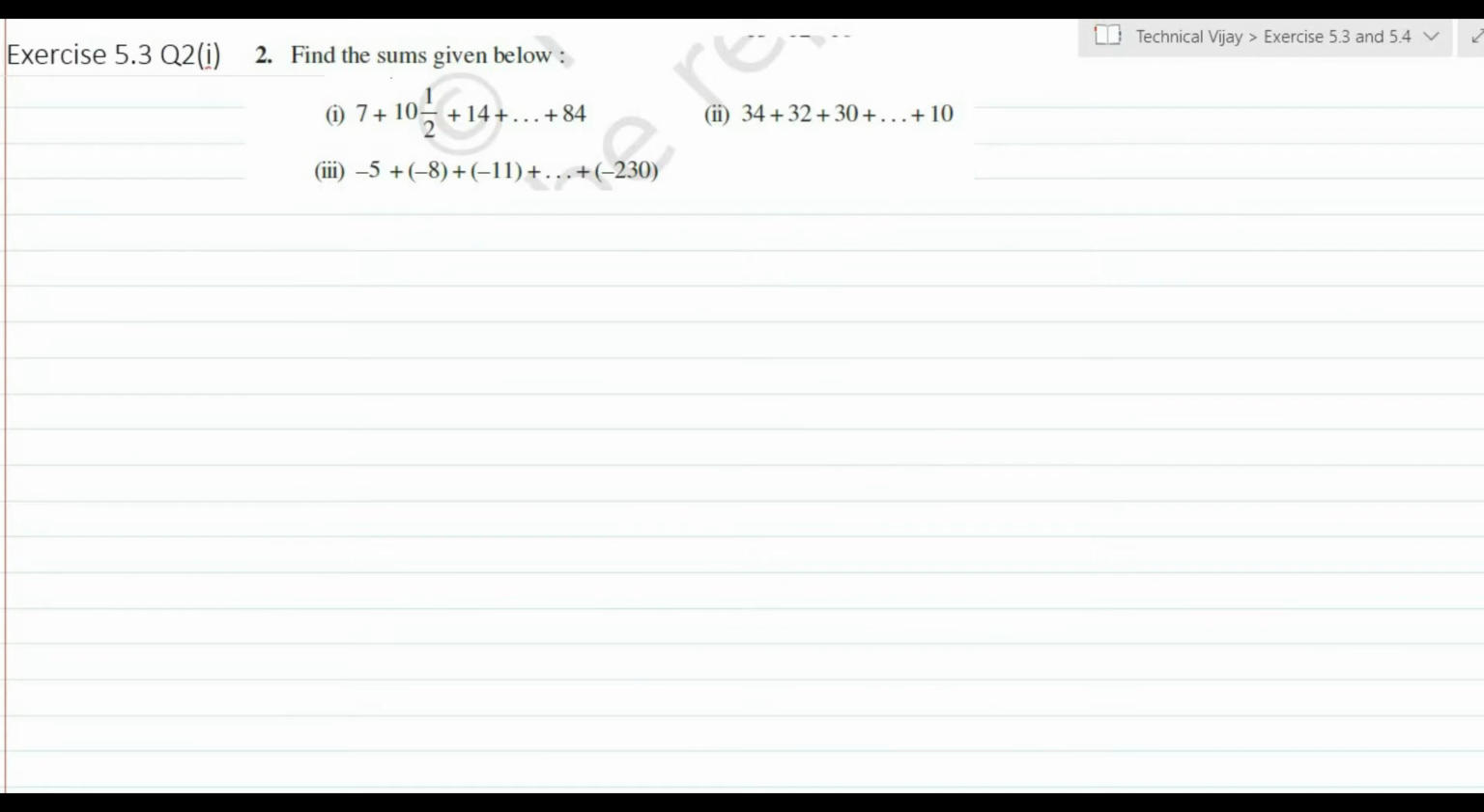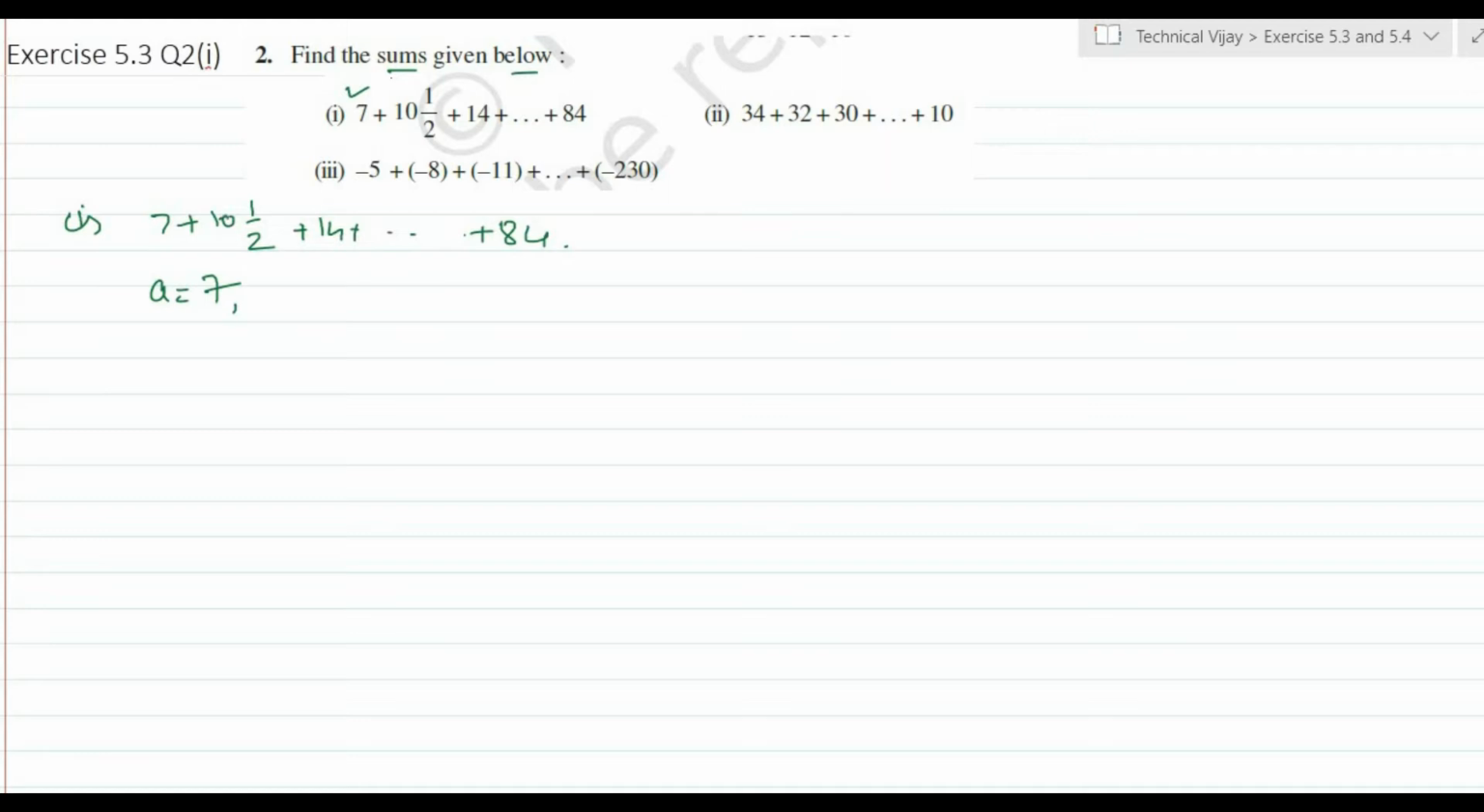So here, find the sums given below. Here the first question we will take. 7 plus 10 1 by 2, plus 14, plus up to plus 84. Here, the number of terms he has not mentioned. So a is equal to 7 he has given. What he has asked, I have to find out the sum of this series.